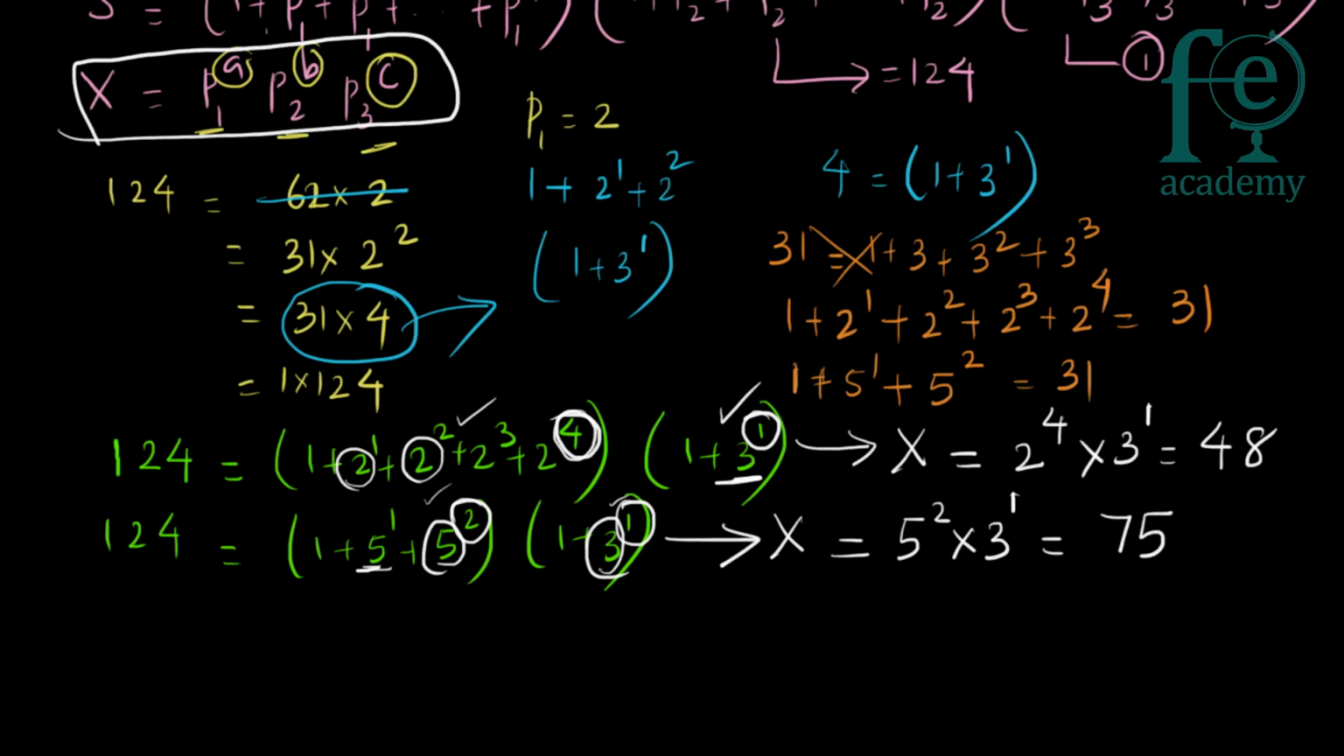So there are two possibilities for x. x is equal to either 48 or 75. So this is how you do the problem when the sum of factors of x is given and you have to find out x.